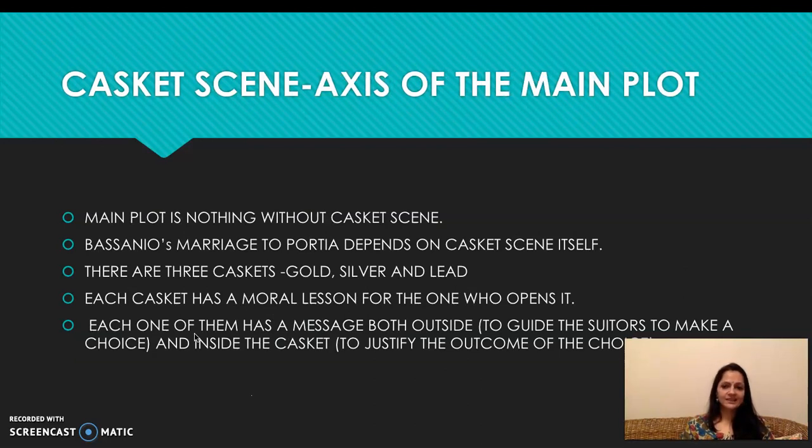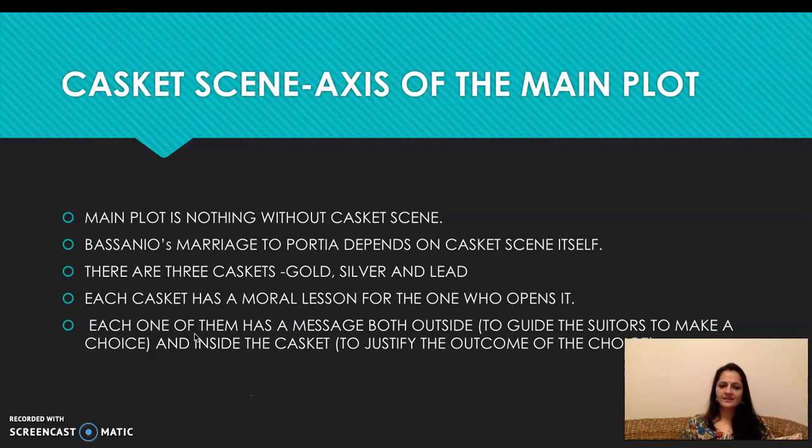Now, the main plot is nothing without the casket scene. The casket scene is the axis of the main plot. It is the most important scene of the main plot. Bassanio's marriage to Portia depends on the casket scene itself, because the marriage that takes place depends on the condition which Portia's father has written in his will. The condition is that there are three caskets and the suitors have to choose one of them, and one of them contains Portia's picture, and whosoever chooses the right casket will marry Portia. So Bassanio's marriage to Portia depends on this scene.